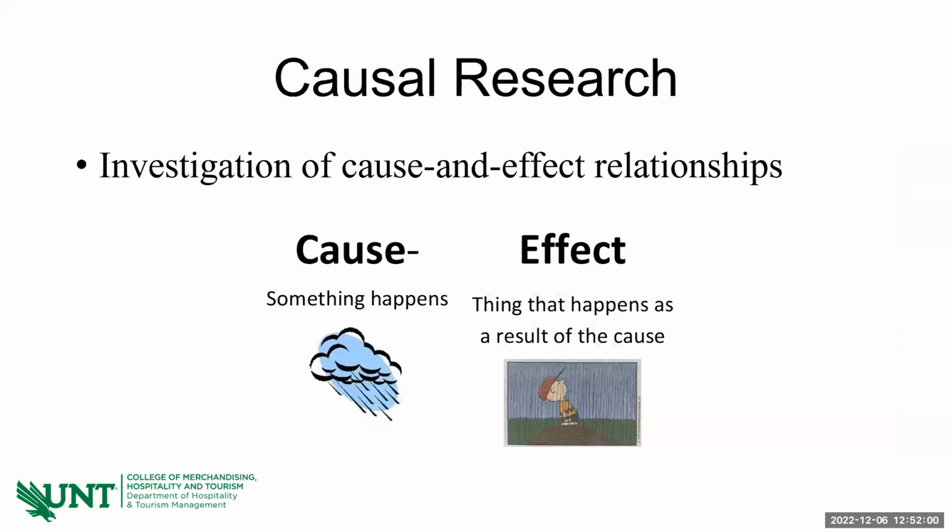So let's get a little deeper into what causal research looks like. Causal research investigates cause and effect relationships. The cause is something that happens, so it would be your independent variable. You do some manipulation with that, and then you measure the effect of the cause, the dependent variable.